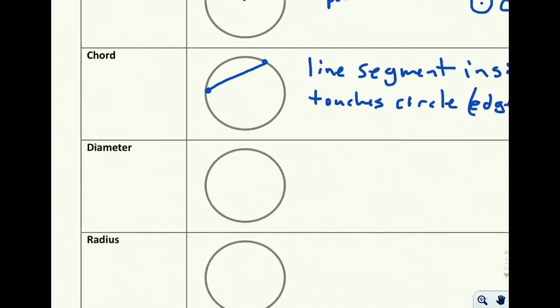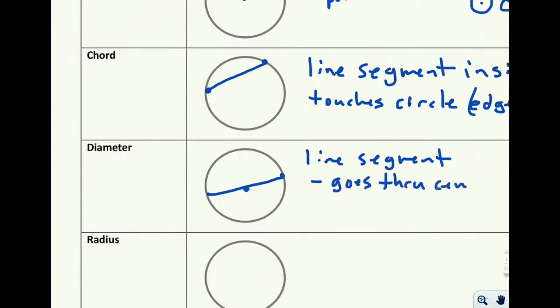A diameter is just like a chord, except it goes through the middle. So it's a line segment, and we can say that it goes through the center of the circle and goes to both edges, both ends. So it's a line segment that goes through the center and goes through both ends.